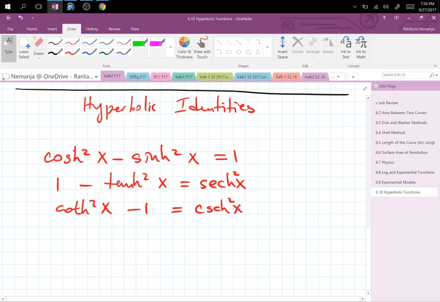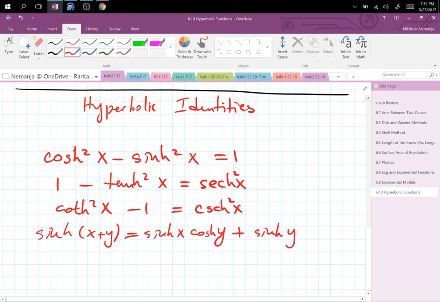Now we have the sum of the values. If you remember your sine of x plus y and cosine of x plus y, you still have that here. So it's going to be sine hyperbolic of x plus y. And this formula remains the same as the trig one. So this one is the same. Sine hyperbolic of the first, cosine hyperbolic of the second. And then keep the sign, which is plus. Sine hyperbolic of the second, cosine hyperbolic of the first. So this formula is identical to the trig one.